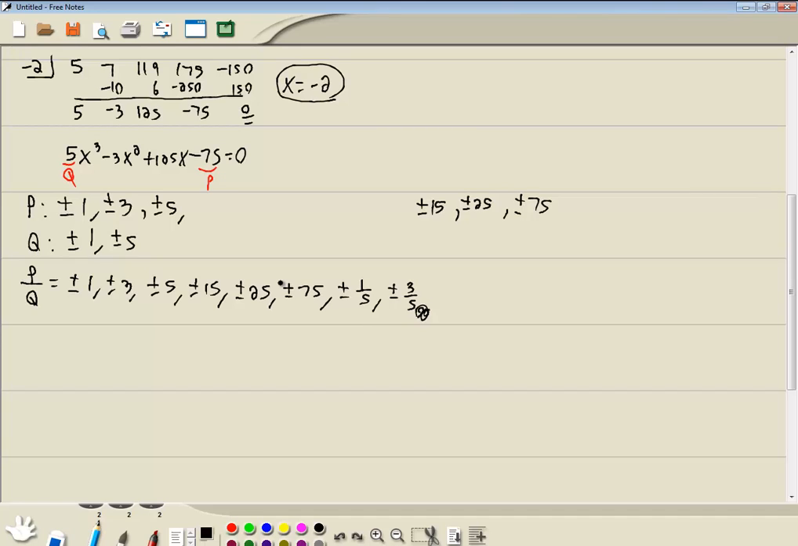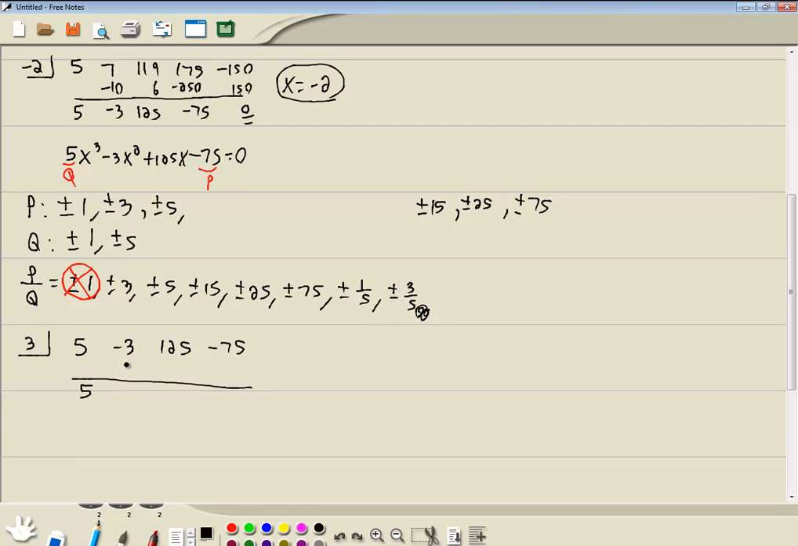Okay, well, we start over. Now, I don't need to do the ones. I already did those up above. They don't work up above, they won't work down here. So those are gone. So let's go to our 3. And working with this new polynomial we got here, I got 5, negative 3, 125, and negative 75.